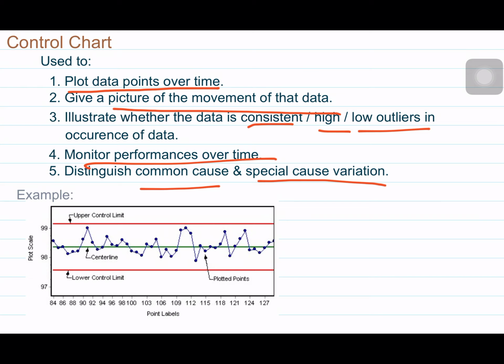Usually there will be 3 lines in the control chart: the upper control limit, the center line, and the lower control limit. Based on this, we will get to know whether our data is still within the range, or for example, we have to determine whether the industry process is under control so that it can meet the customer request, or whether it is over the control limit.